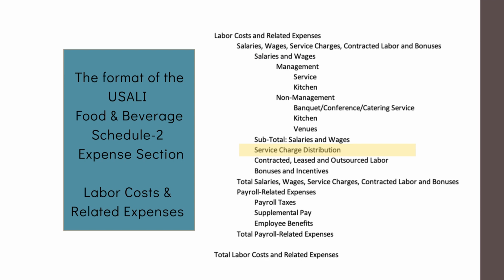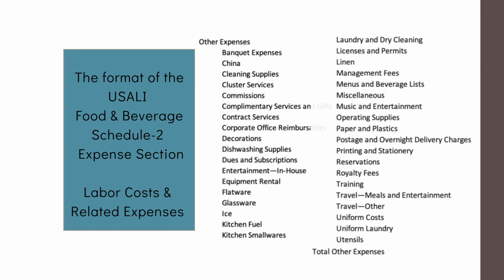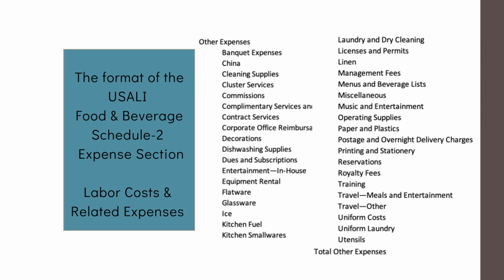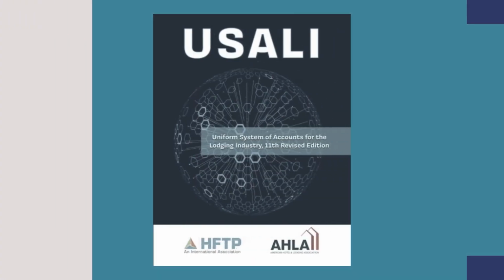And don't forget, payroll-related expenses, which include payroll taxes, supplemental pay, and employee benefits, all find their home in this section. Now, let's explore other expenses. While most of the items listed here are self-explanatory, remember we mentioned that the USALI comes with a handy revenue and expense guide that you can refer to for specific classification details. Be sure to check out the USALI book for all the fine print.